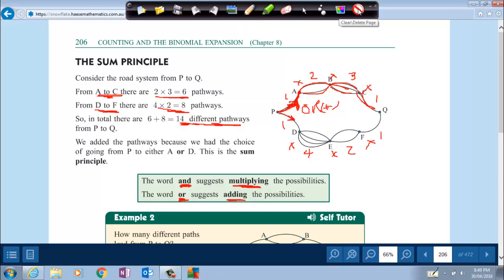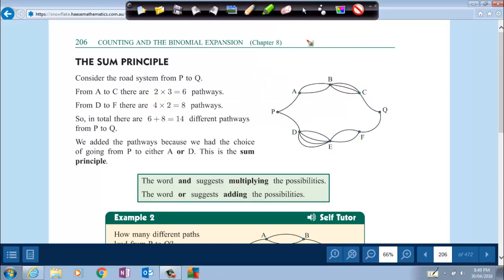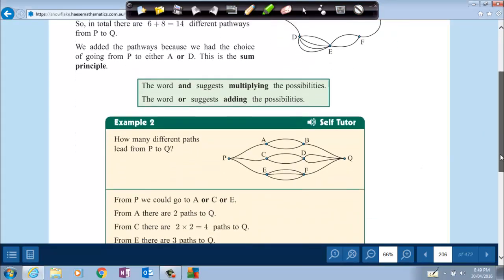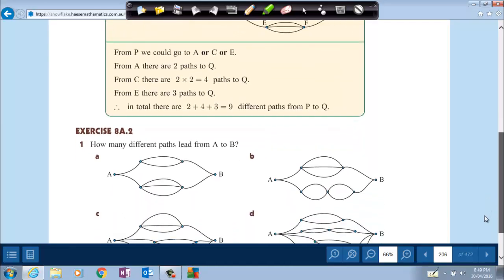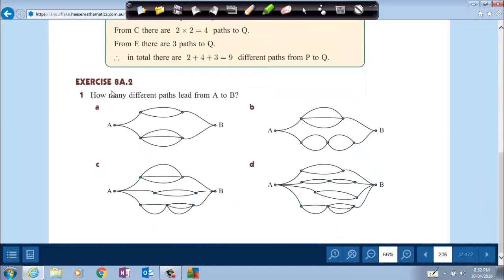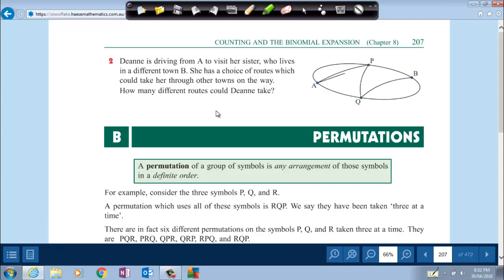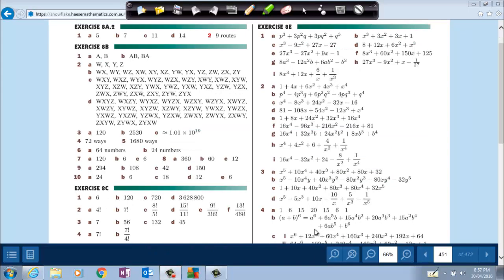So using the sum principle and the product principle we've already learnt, let's see if we can do some of these questions below in 8A2. So you try 8A2, question 1, A, B, C, D, and question 2. And here are the answers, 8A2, question 1 and question 2.